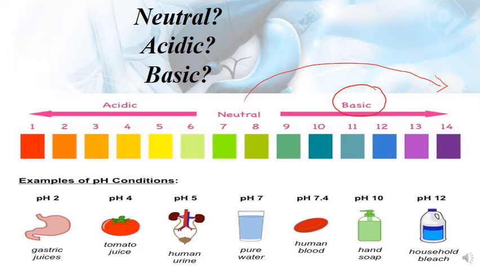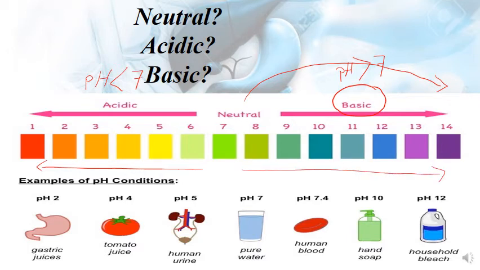While regarding acidic, the pH is less than 7: 6, 5, 4, 3, 2, and 1. As we move away from 7, the acidity increases, while on the other side, as we move away from 7, the basicity increases. So the strongest acid is here, while the strongest base is here. And these are examples of pH.